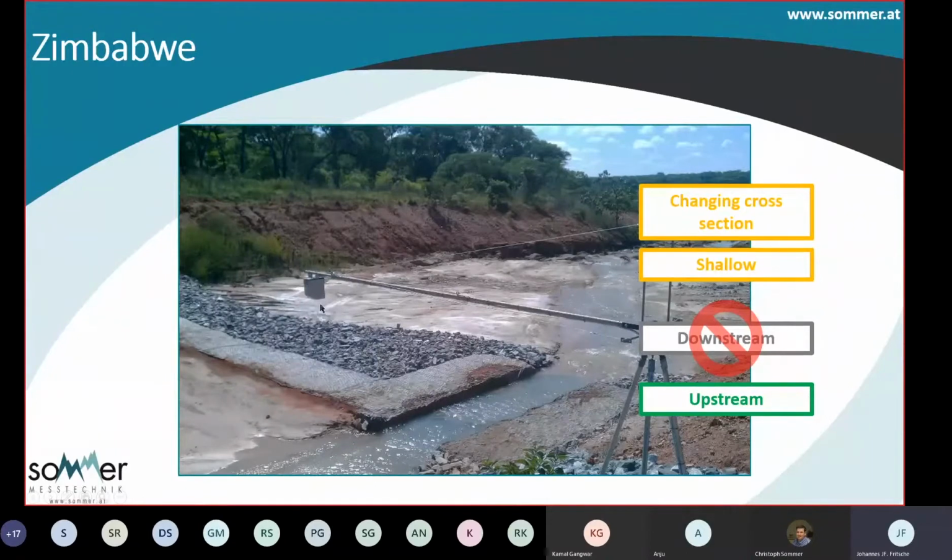So in this case, looking upstream would be the choice, and downstream you have this narrowing of the river, and as soon as the water level rises above this edge here, then you have a totally different water flow regime than looking upwards.